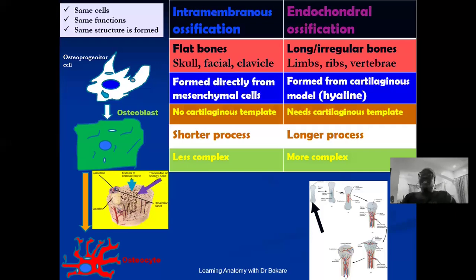Intramembranous ossification is also less complex because it's formed directly from the mesenchyme that will further be developed into the mature bone cell, which are the osteocytes. But for endochondral ossification, there is an initial formation of a cartilaginous model, which will then later be transformed into bone. So this process is more complex when compared with intramembranous ossification. So we've tried to highlight the differences between these two processes.